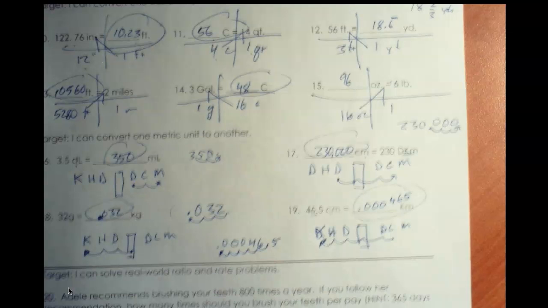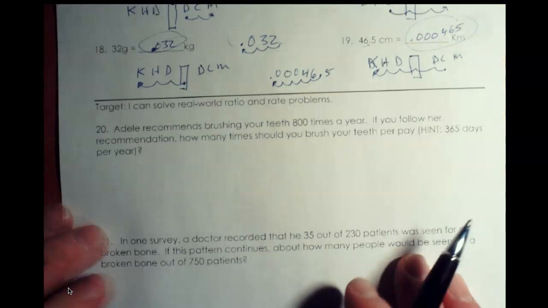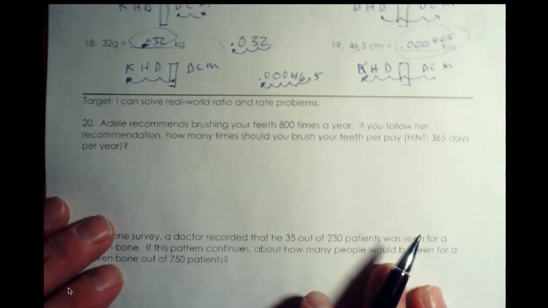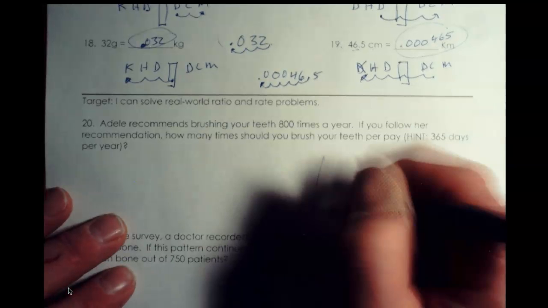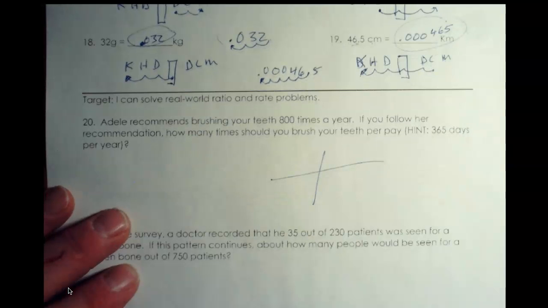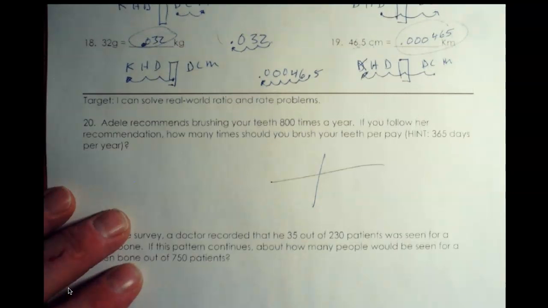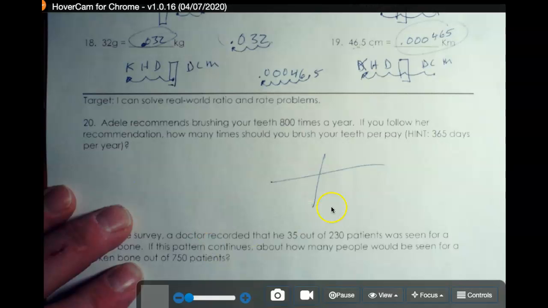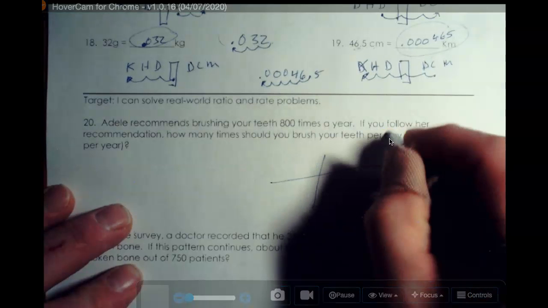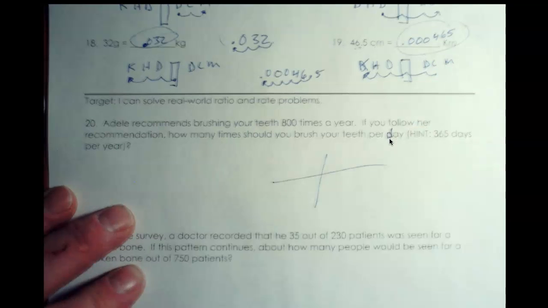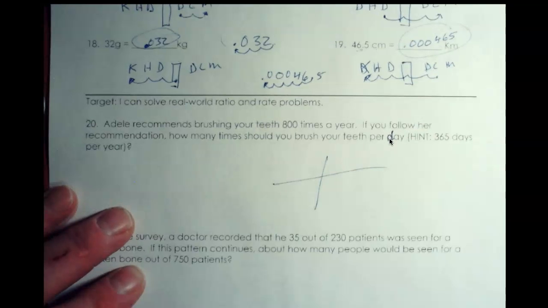All right, let's go on to the last target, solving real-world problems. I almost always box these up, so I'm just going to start. Adele recommends brushing your teeth 800 times per year. If you follow her recommendation, how many times would you brush your teeth per, I believe this is supposed to be per day. Hint, there are 365 days in a year.